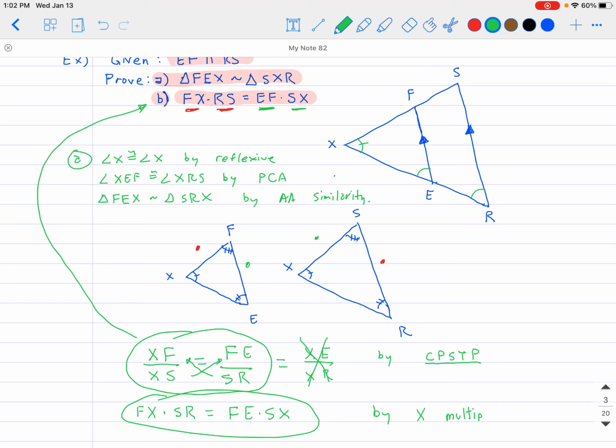Okay, multiplication. Hopefully I spelled that right.